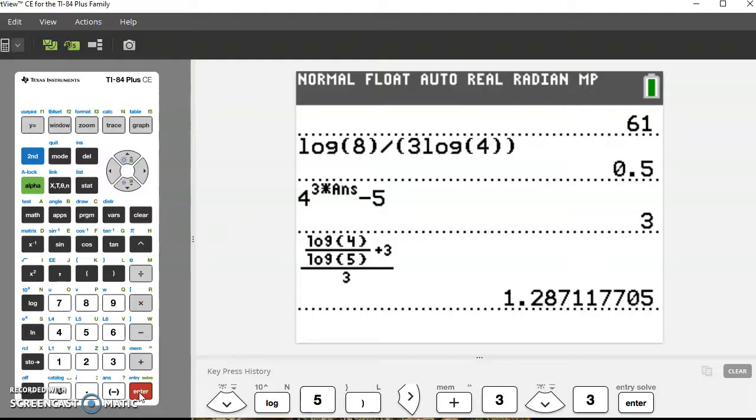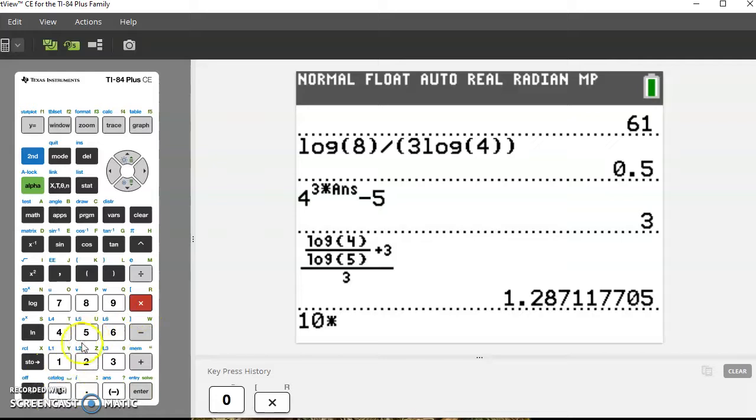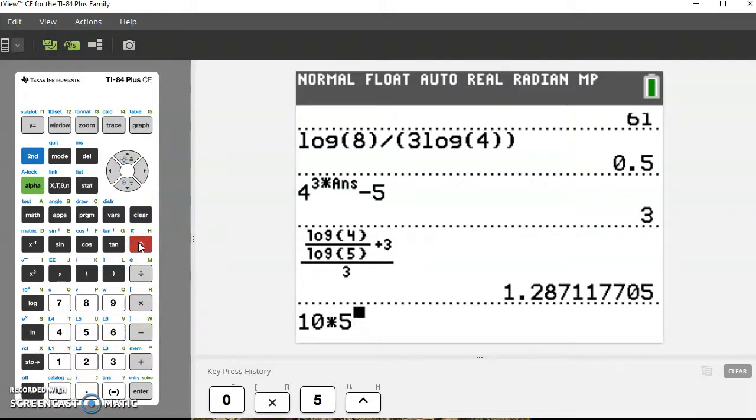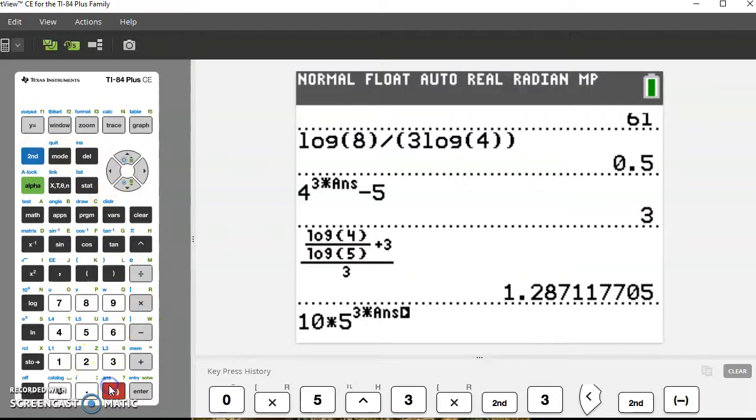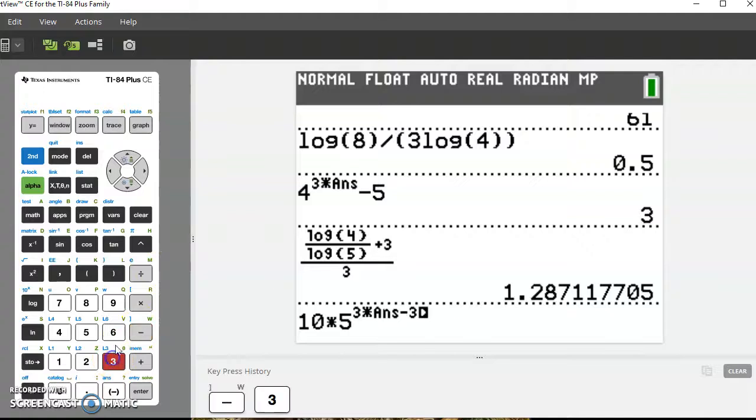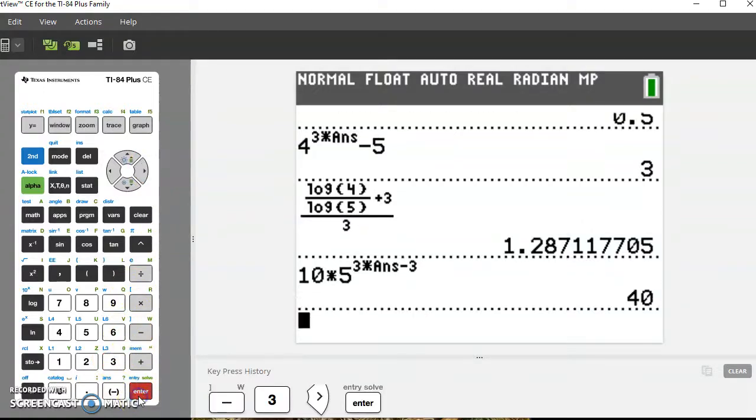Okay, and then you can plug this back in to make sure that it works. We'll do 10 times 5 raised to the 3 times second answer. Whoops, wrong button. Second answer minus 3, arrow to the right. We need to make sure this equals 40, which it does. So that's your final answer. Okay, let's try number 10.